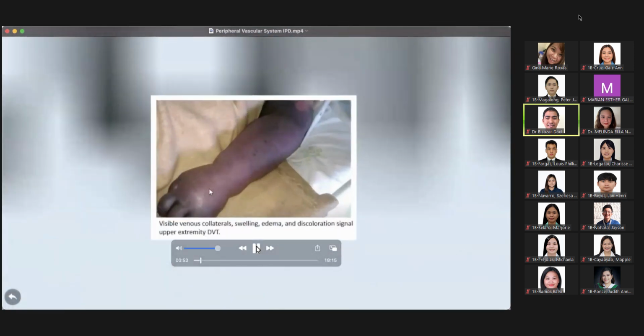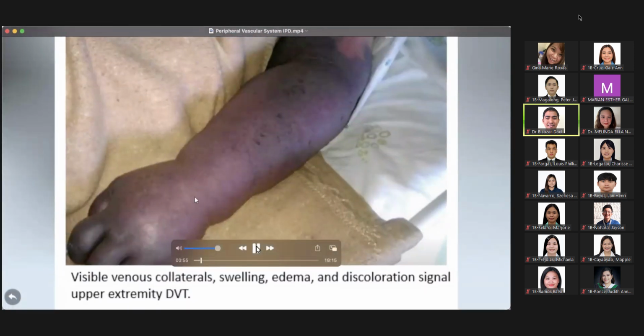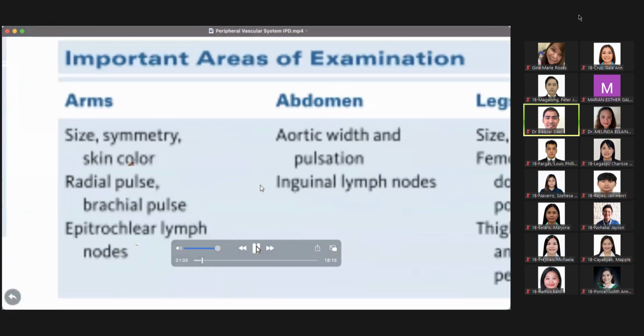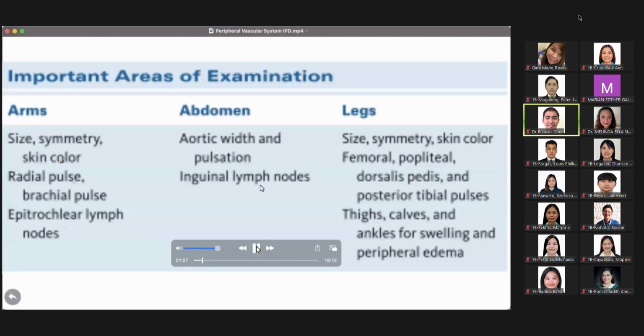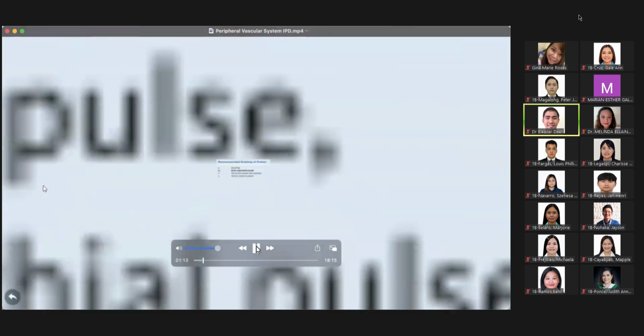Okay, so skin color. This visible venous collateral discoloration is suggestive of upper extremity deep vein thrombosis. Okay, so next is what? The radial pulse and brachial pulse.